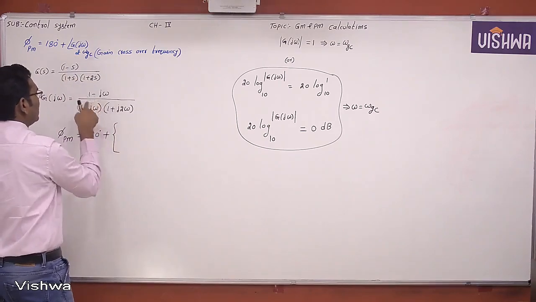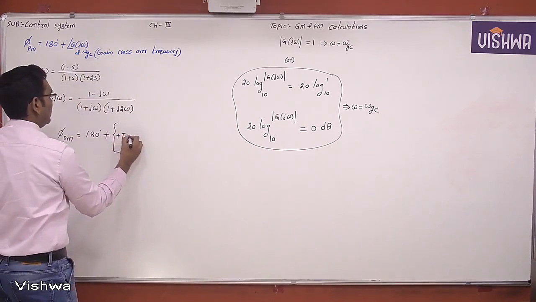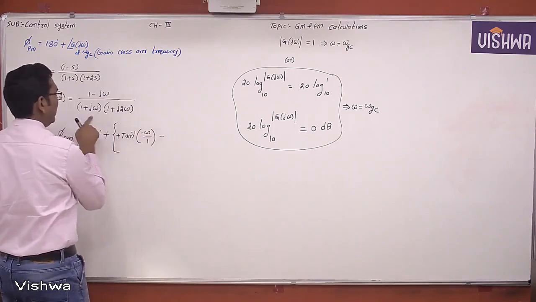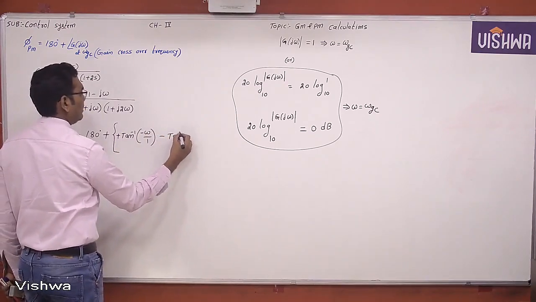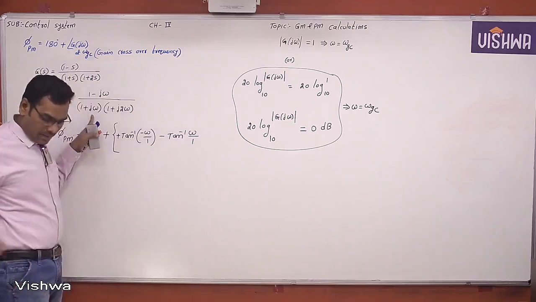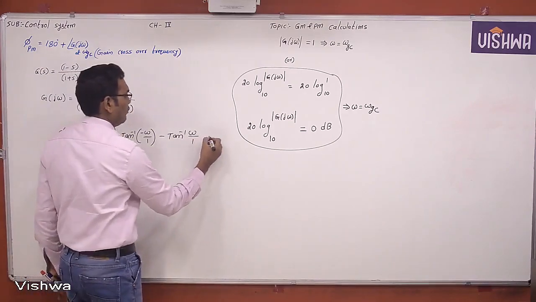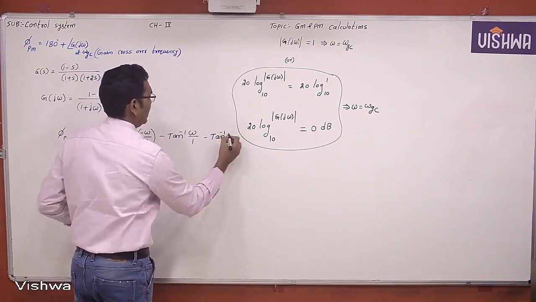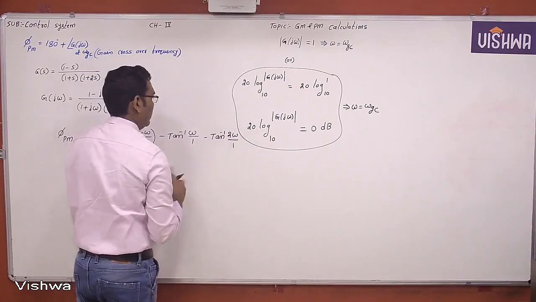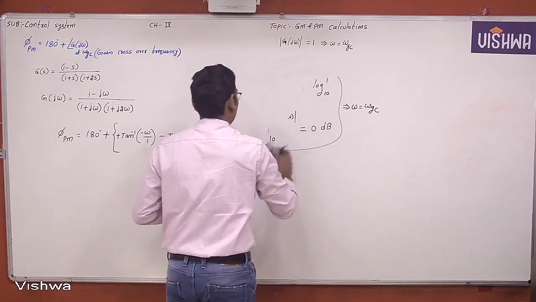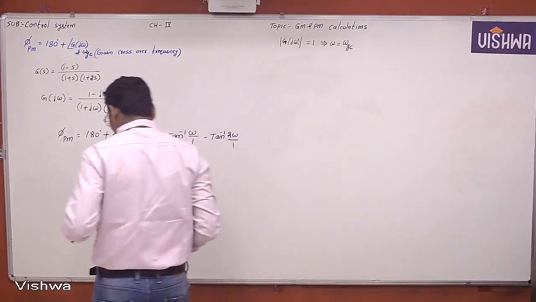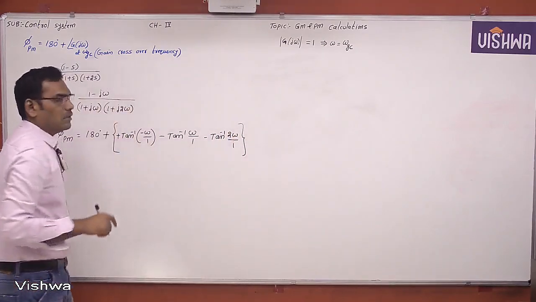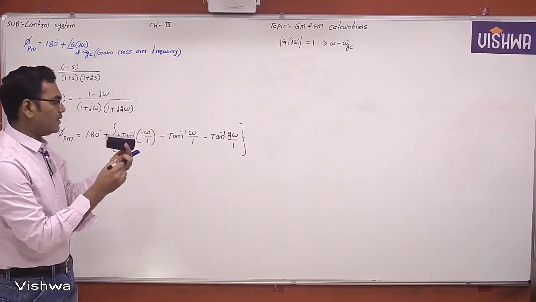What is the angle of the open loop transfer function? This is the numerator, therefore plus tan inverse imaginary part by real part. Next, the denominator, minus tan inverse imaginary part by real part. Again, this is also a denominator, minus tan inverse imaginary part by real part. The imaginary part here is 2 omega by 1. This is the angle of the open loop transfer function at the gain crossover frequency.